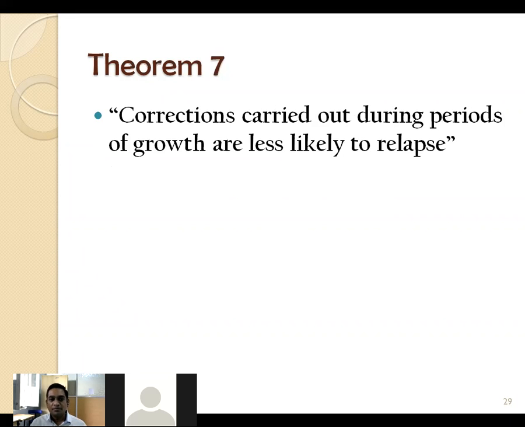Coming to the seventh theorem, corrections carried out during periods of growth are less likely to relapse. This means that if treatment is done while the patient is still growing, for example at 14, 15 or 16 years of age, then there will be fewer chances of relapse. It means the corrected teeth will be stable for a long period of time.